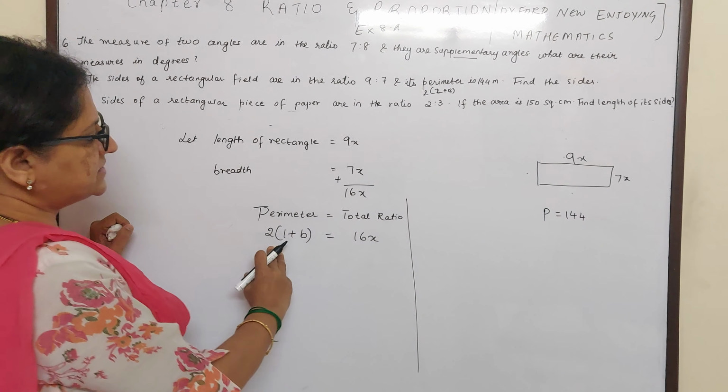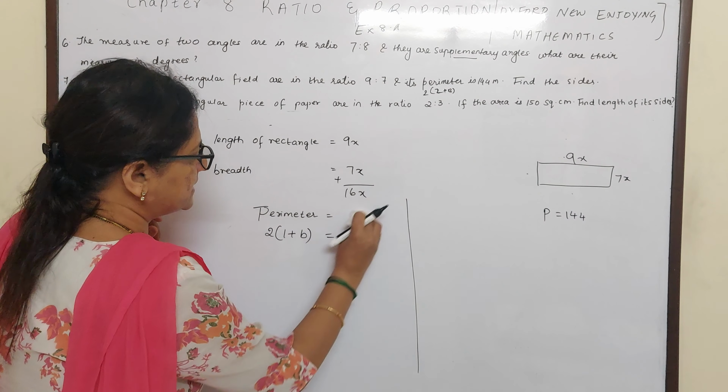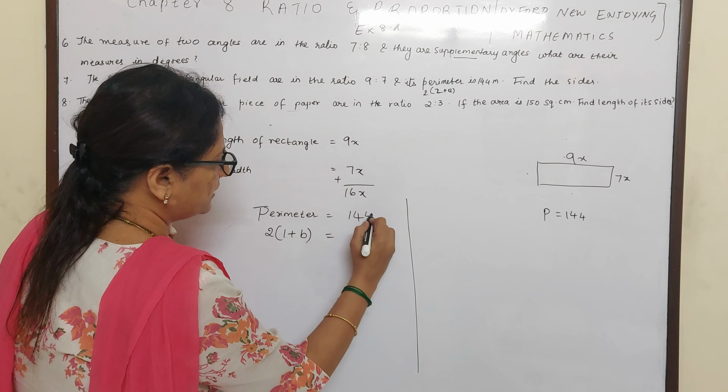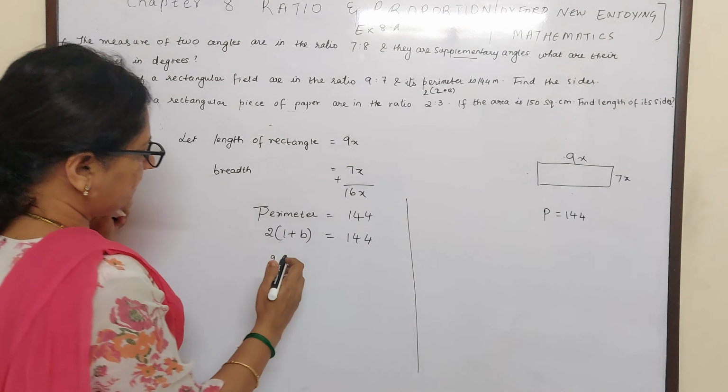So let us first find x using this formula. 2 times (L plus B) is what? The perimeter is given as 144. So I will write here 144. And instead of L, can I write 9x?